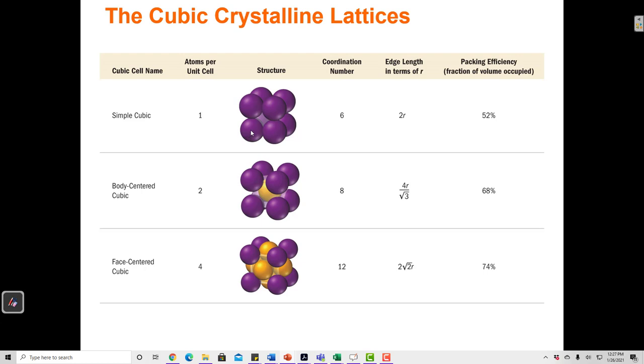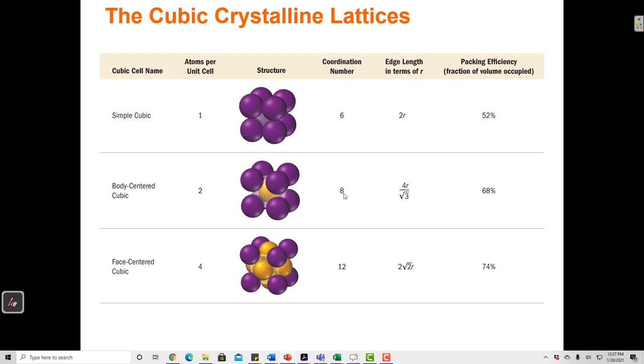So that means at least half of these atoms are getting sliced off as I go from center to center to center. And I'm not counting those atoms when I'm saying how many atoms on average are there per unit cell. So we'll look at that in more detail in a minute.